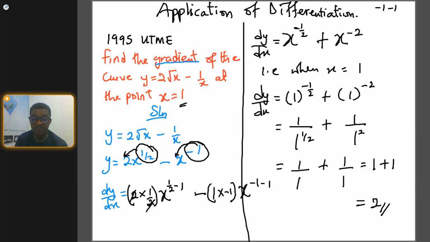The gradient at x equals to 1 is what? 2. The gradient at x equals to 1 is 2. Like what we've solved here, we got the value 2. I hope this is clear. Can we move on to the next question?